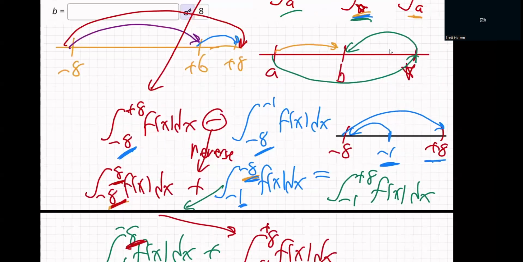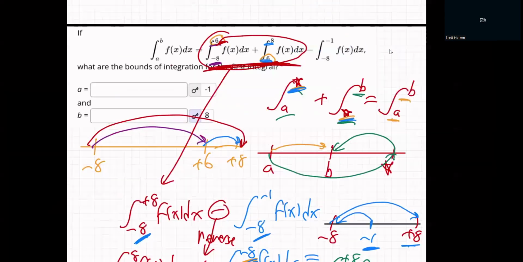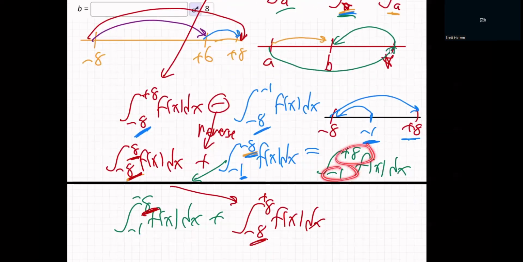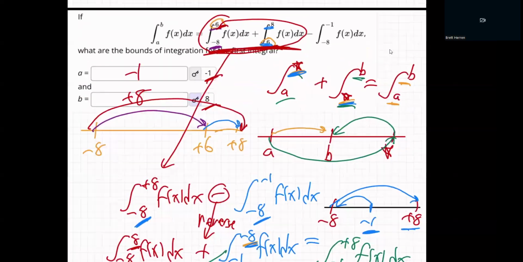And so that's it. They asked us to figure out what it is, from where to where. And when all is said and done, it's from -1 to +8, which is the answer we got. So you just have to manipulate those around until they match. And there we go.